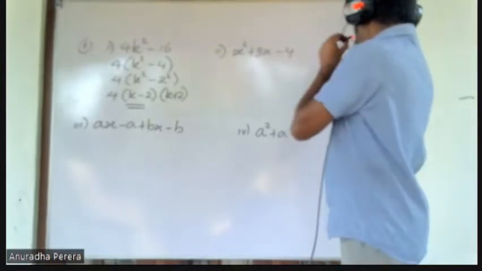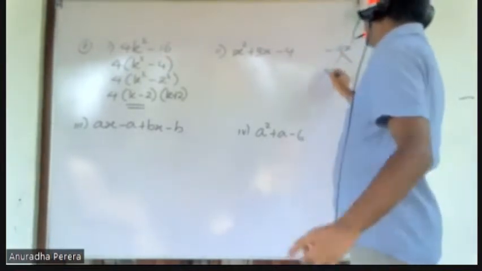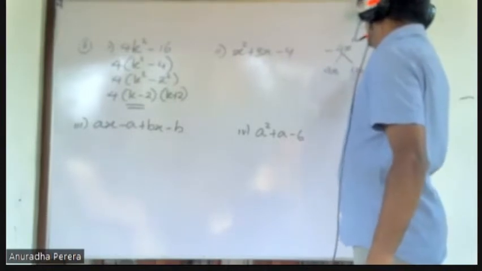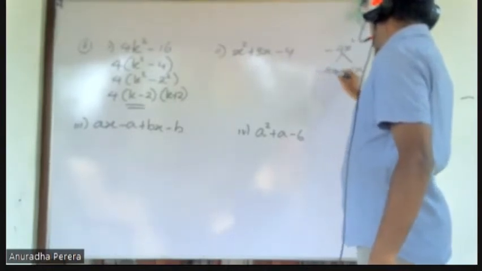The quadratic expression, take the product of these two, minus 4x squared. The factors are... Excuse me, sir. 4x into 1x... Yes, son?